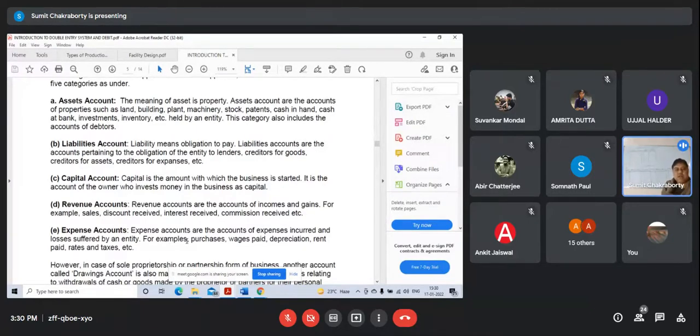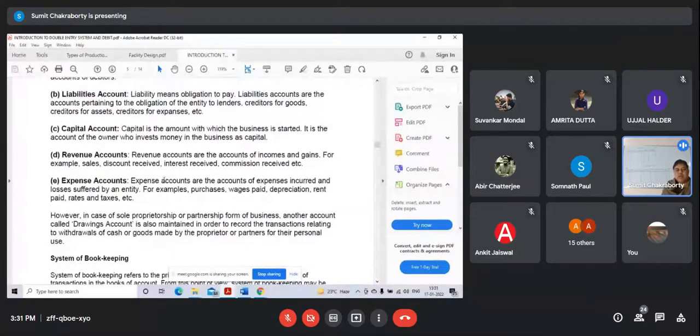Assets. Asset account, meaning the asset is a property. Assets accounts are the accounts of property such as land, building, plant, machinery, stock, patents, cash in hand, cash at bank, investment, inventories, etc. Liabilities, liability means obligation to pay. You are liable to pay. Okay. So liabilities accounts are the accounts pertaining to the obligation of the entity to the lenders, creditors for goods, creditors of assets, creditors of expenses, etc.